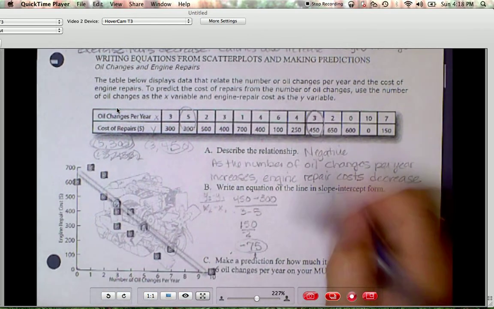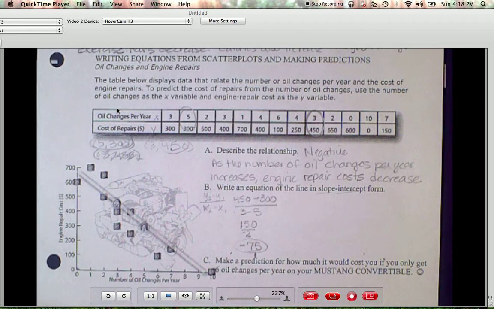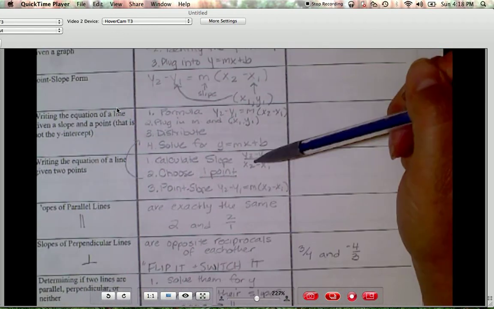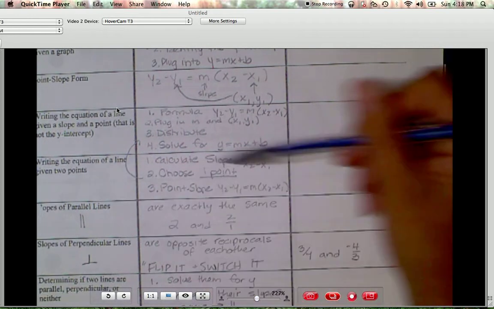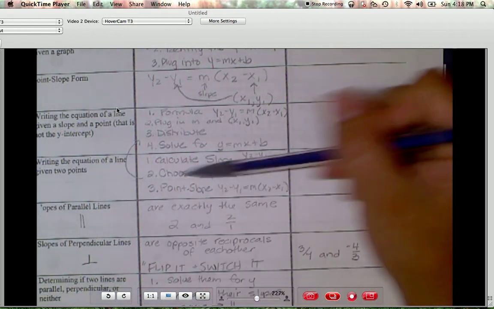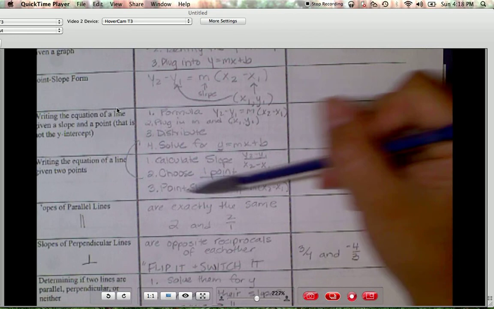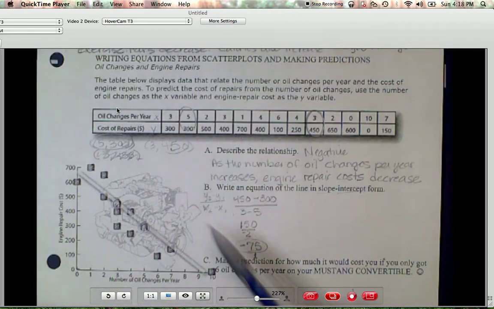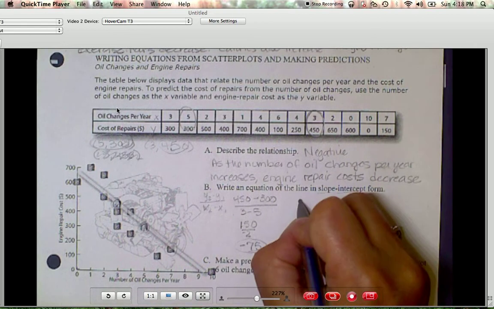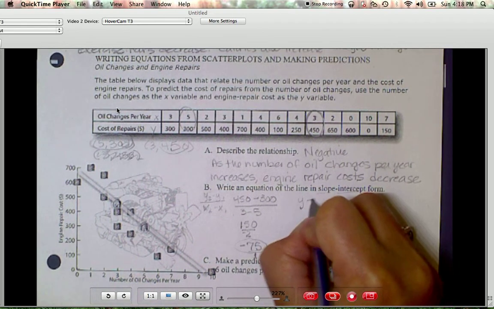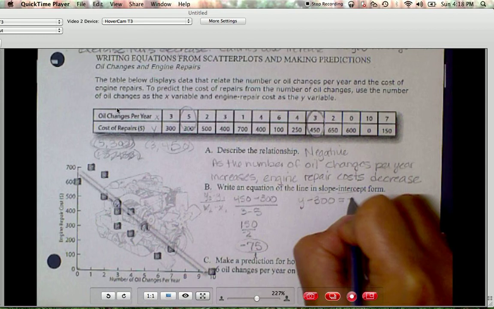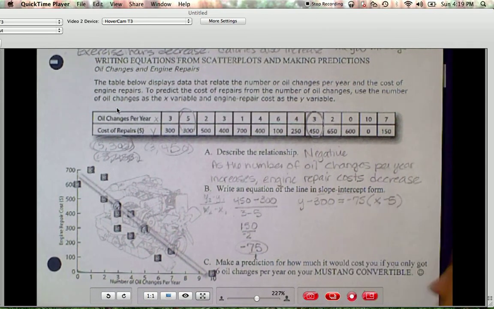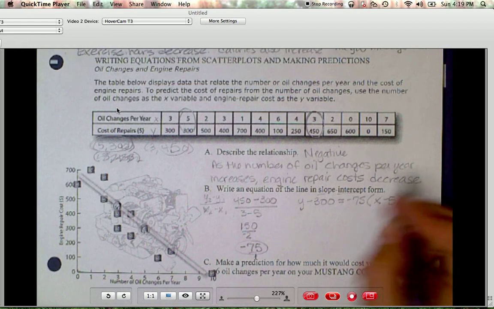So it's the same steps that we used here, writing an equation of a line given 2 points. You calculate the slope, you choose 1 point, and use point slope form. Okay? So it's exactly the same steps, but now we're using a real life situation. So we're plugging it into point slope form: y minus 300 equals negative 75 times x minus 5. And then we just finish solving this and put it in slope-intercept form.